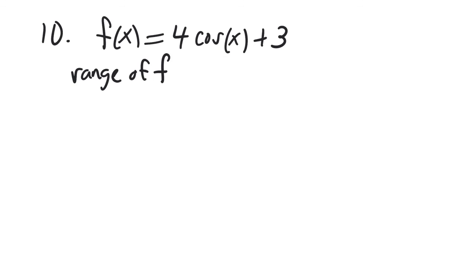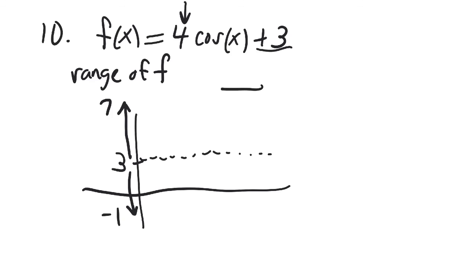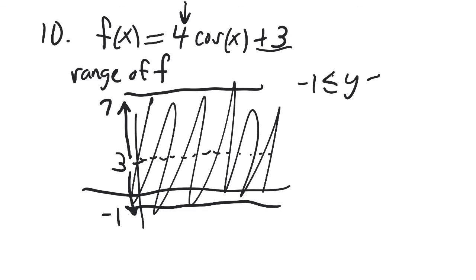And lastly, in number 10, they ask you for the range of this function. We now know that the plus 3 means that I'm going to start up here at 3. That's the new midline. And we now know that the 4 stretches it vertically so that you go up 4 from 3 and down 4 from 3, giving you this window or range of possible y values. And the range is between -1 and 7.